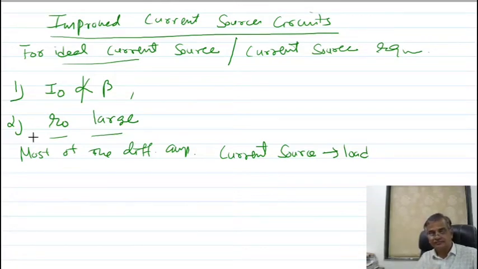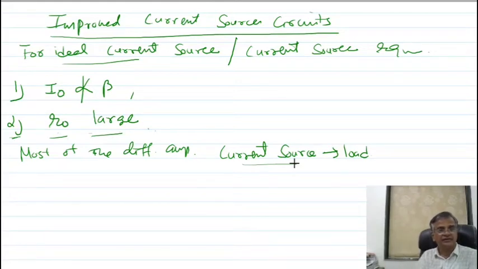Listen again. What is the second requirement? RO should be large. Now the question is why RO is large. For most differential amplifier circuits, the current source is taken as a load. As for example, in a MOSFET differential amplifier, the MOSFET which provides the constant current itself behaves as a load. So when the current source behaves as a load, then to get the gain in voltage, the resistance of the current source should be large.